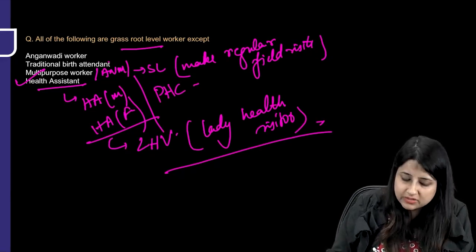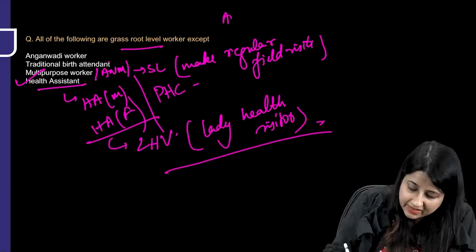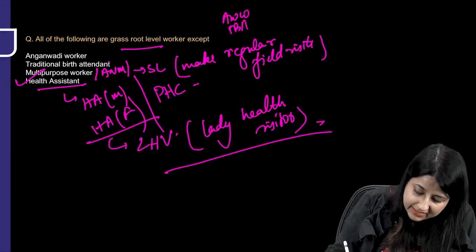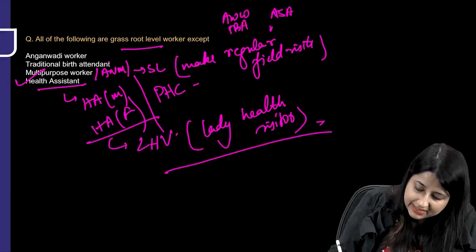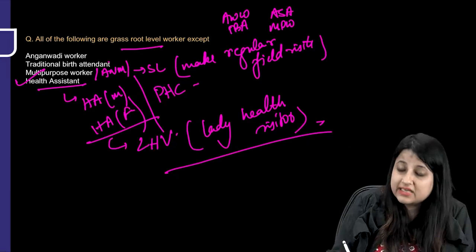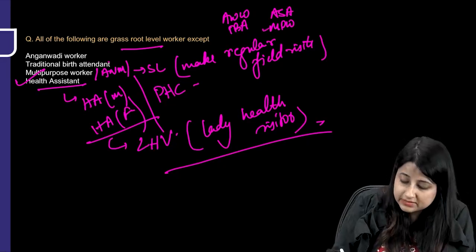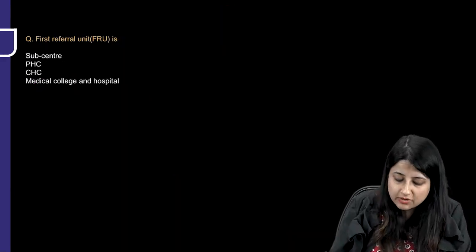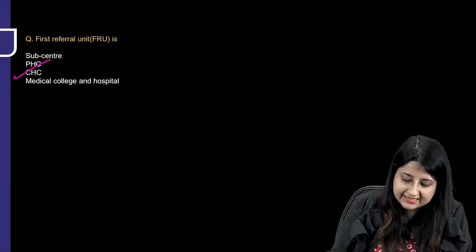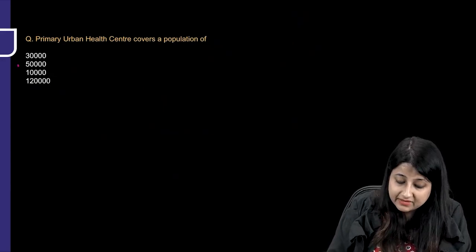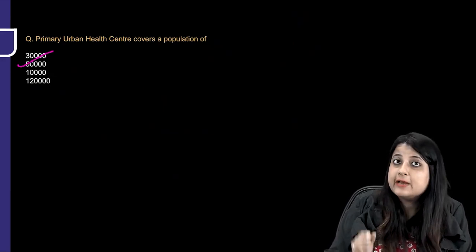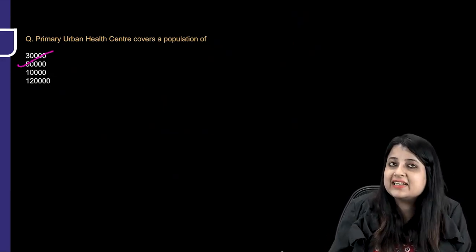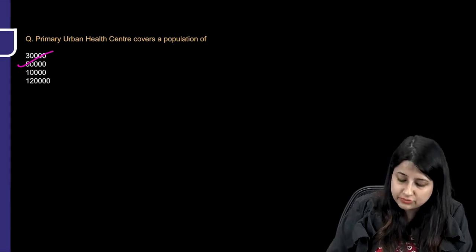Okay, but suppose there was a question where they said Anganwadi worker, TBA, ASHA and multipurpose worker, then what would be your answer? Multipurpose worker, because these three are primarily posted in the field levels. Alright, first referral unit done, CHC. Primary Urban Health Center covers a population of 50,000. But if I say Health and Wellness Center in an urban area, 15,000 to 20,000.